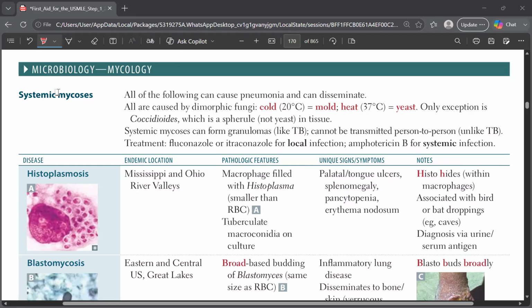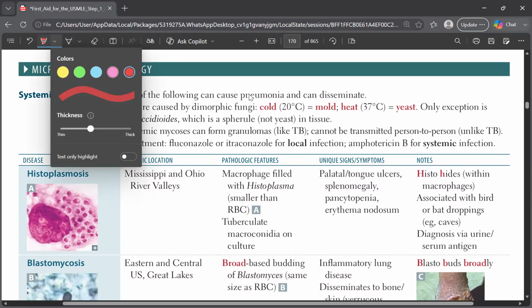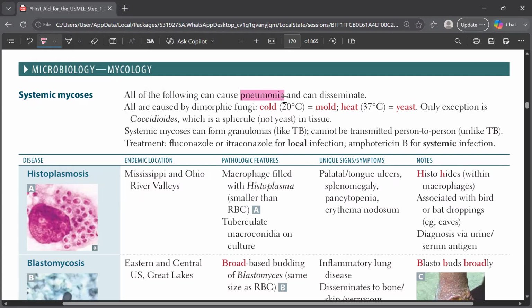In this video, we're going to start systemic mycosis, which is the fungi and part of mycology. All of the following can cause pneumonia and can disseminate. All are caused by dimorphic fungi, which means that they can be cold at 20 degrees Celsius, and in cold they are going to be in mold form, and in heat they are going to be in yeast form. Only exception is coccidioides, which is a spherule, and it is not a yeast in tissue.